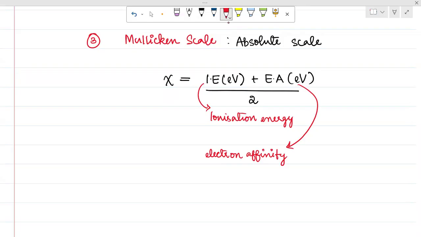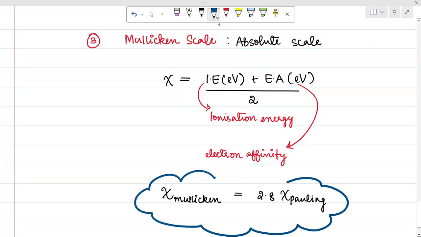Now in questions, they might ask you to interchange between Pauling and Mulliken scale. Understand that the Mulliken scale is always larger than Pauling scale, 2.8 times. Mulliken scale is 2.8 times larger than Pauling scale. And if the examiner has not mentioned the scale, you have to report the answer in Pauling scale.